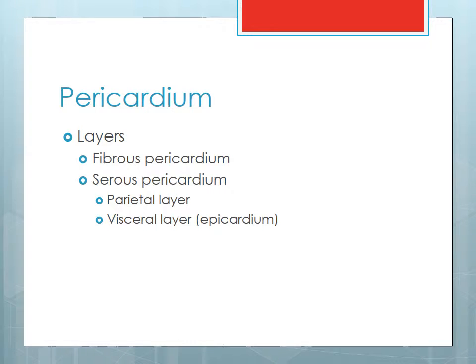We'll move on to the pericardium. We'll look at the layers of the heart. It's a double-walled sac. The fibrous pericardium is the outer wall. It's tough, dense, and is a connective tissue layer. The primary function is to protect the heart, anchor the heart to the surrounding structures such as the diaphragm and the great vessels, and also prevent the heart from overfilling. The serous layer is a thin, slippery membrane.